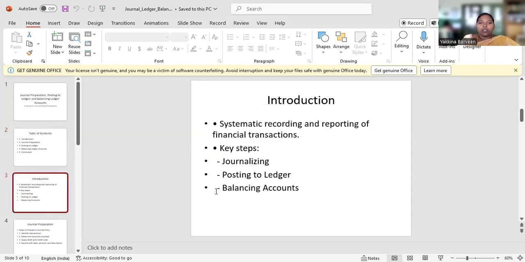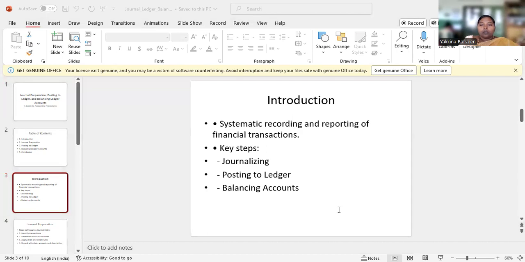So, first we should know what is a journal. A journal records systematically and reports the financial transactions. The key steps are journalizing, posting to ledger, and balancing accounts. It can be used to record, classify, and summarize financial transactions for the purpose of business decision making.